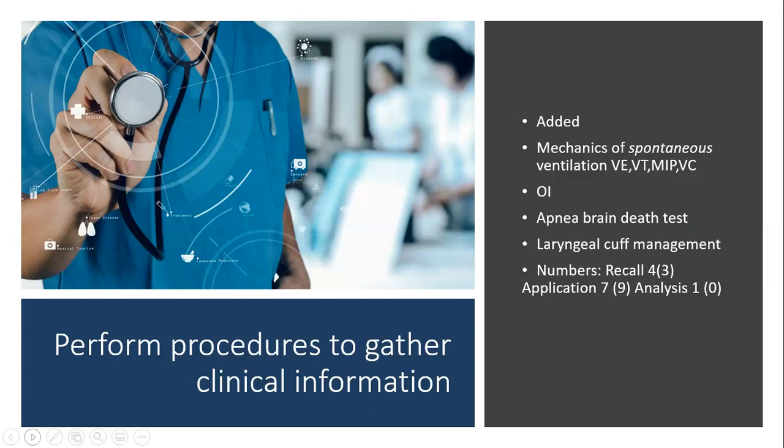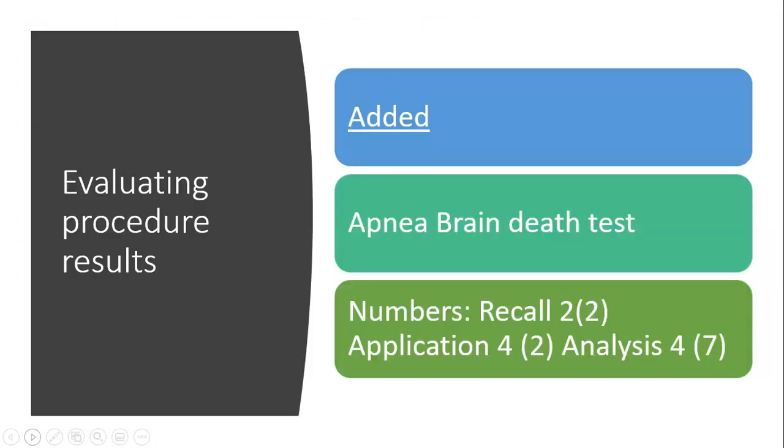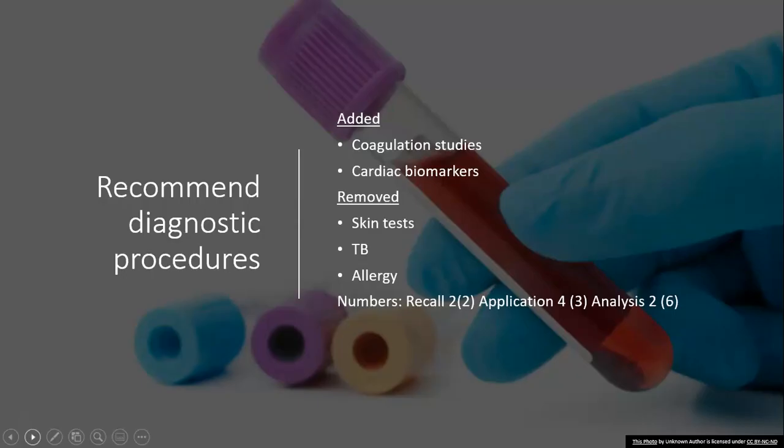In addition, laryngeal cuff management. It's no longer just volume or pressure cuff. We're talking about the newer ET tubes with the laryngeal cuff. Okay, evaluating procedure results. Added was our apnea brain death test. And here again, most of the numbers went down. Application went up slightly, but analysis went down.